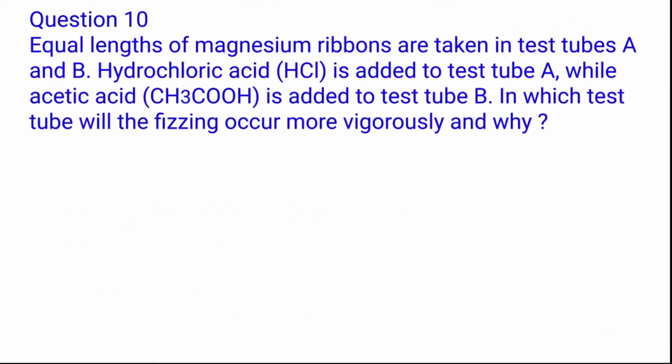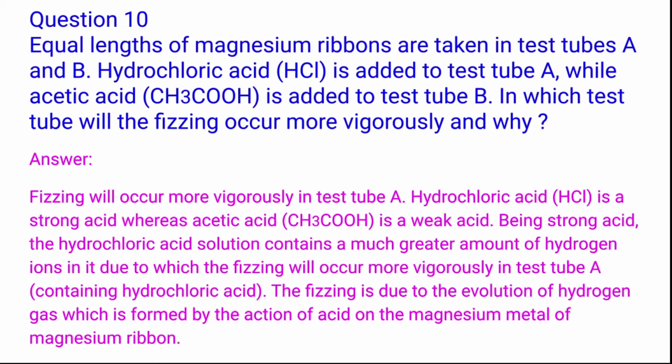Question is, equal lengths of magnesium ribbons are taken in a test tube A and B. Hydrochloric acid is added to test tube A while acetic acid is added to test tube B. In which test tube will the fizzing occur more vigorously and why? Answer is fizzing will occur more vigorously in test tube A.